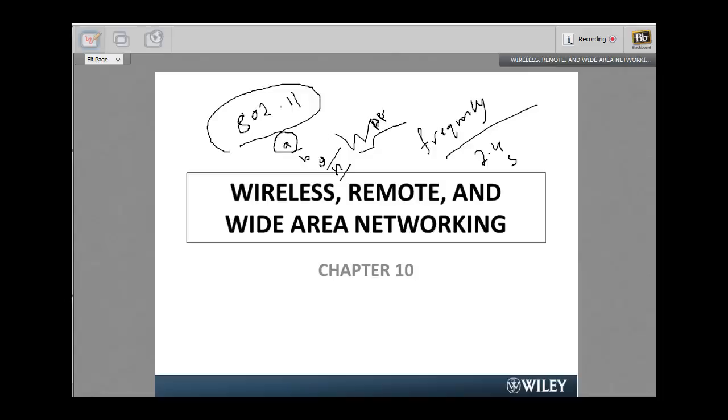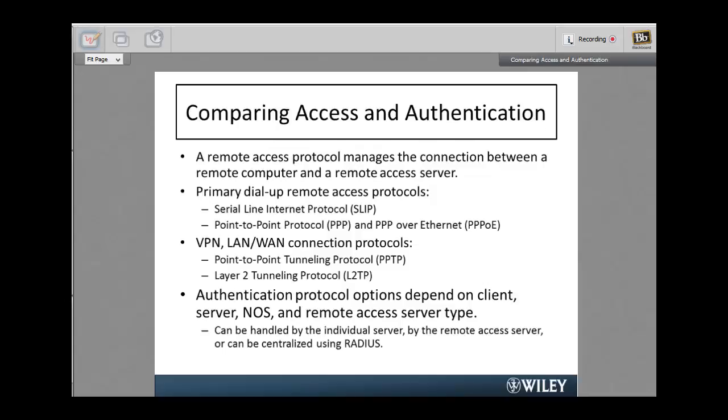Okay, so we stopped at when we are using the remote access. So let's resume from comparing access and authentication. A remote access protocol manages the connection between a remote computer and a remote access server.